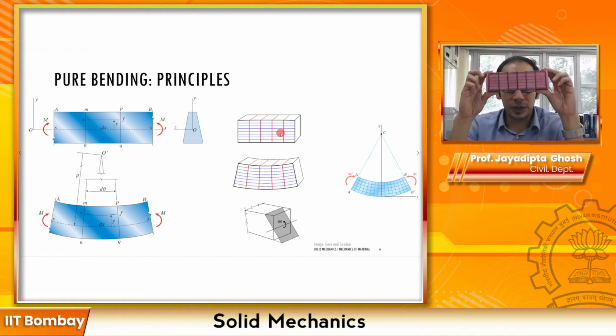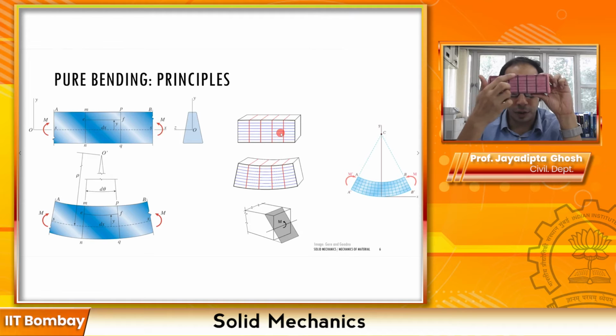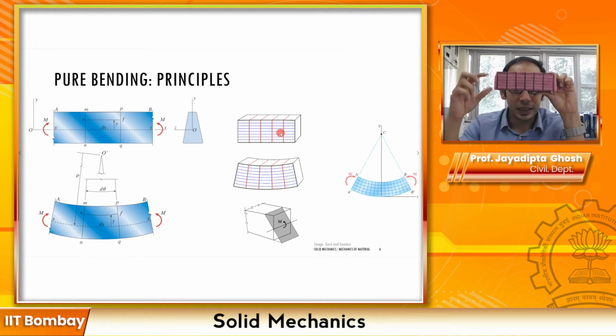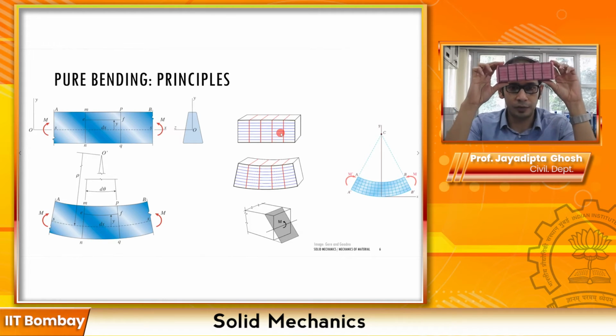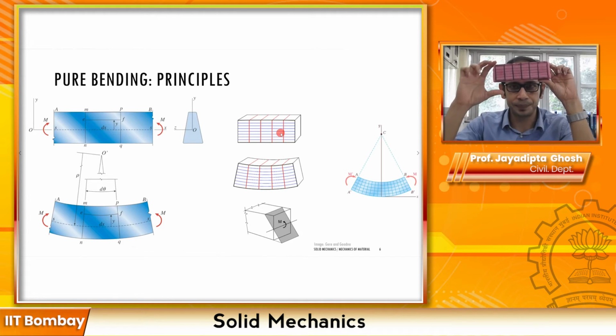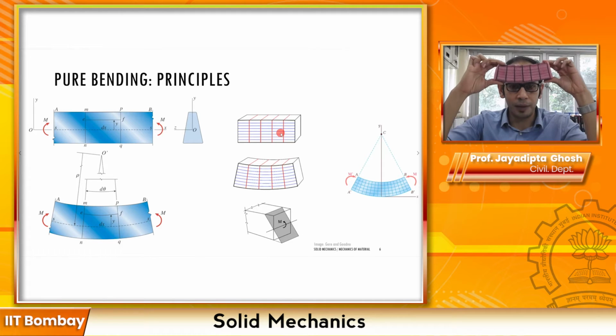Again, if you see over here, if you consider this top black line between the end vertical lines and this one over here, the top black line and the bottom black line, initially in the undeformed configuration, both these lines are of the same length. Now when I am bending this, can you see the change that is happening? The top line actually contracts and the bottom line expands.